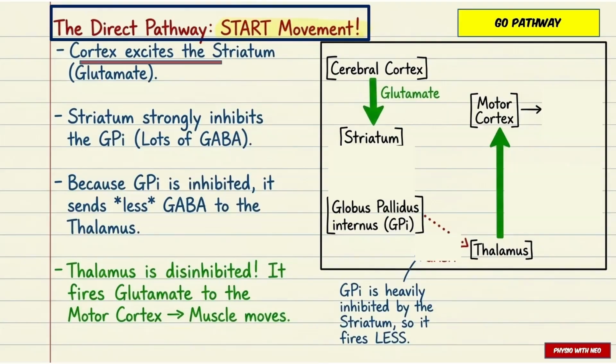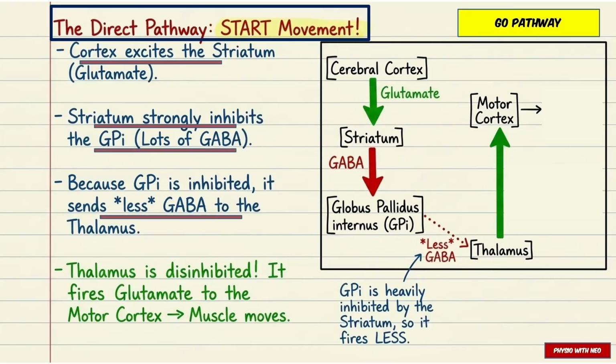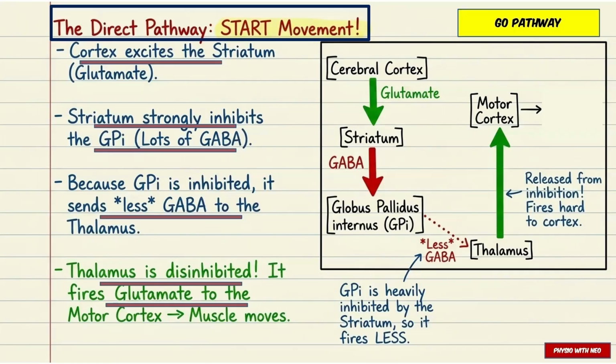The motor cortex excites the striatum through glutamate release. This striatum strongly inhibits the globus pallidus interna through lots of GABA. And because globus pallidus interna is inhibited, it sends less GABA to the thalamus. So the thalamus is disinhibited and it fires glutamate to the motor cortex. And the final movement is motor action.